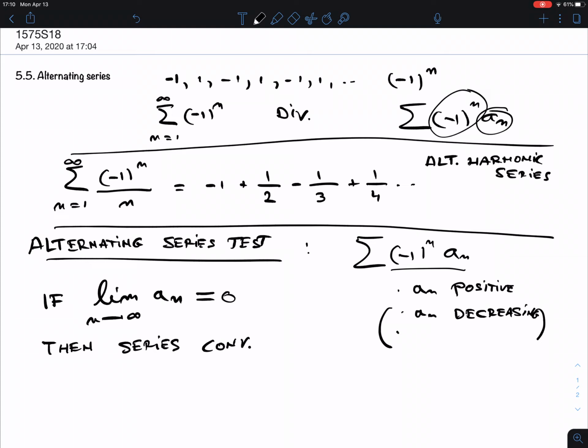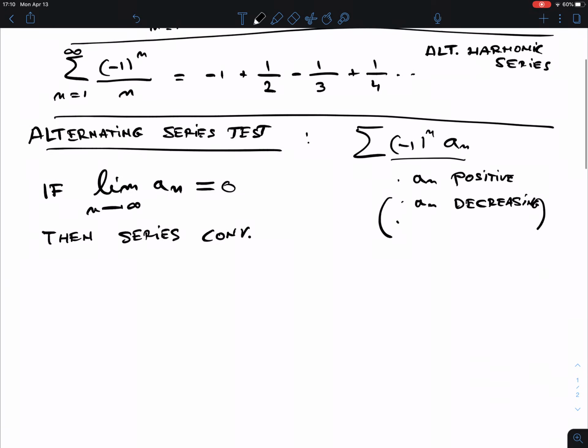works for alternating series, namely if the limit is 0 then we get convergence, but I stress this very strongly, this is not the case for arbitrary series, okay? So let's look at the harmonic series, and I'll give examples of what I mean by it's not true in general, but let's first look at alternating series, and let's look at this guy.